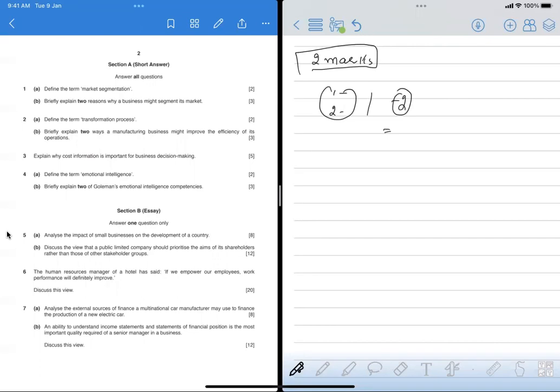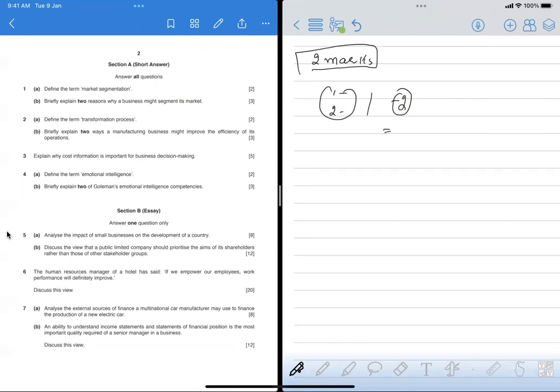Then Adib will write the second point by saying that it reduces the risk in deciding what to produce. If the risk is reduced, it means that there are lesser chances of failure in the market. This is the explanation. So a one-line explanation will be enough.